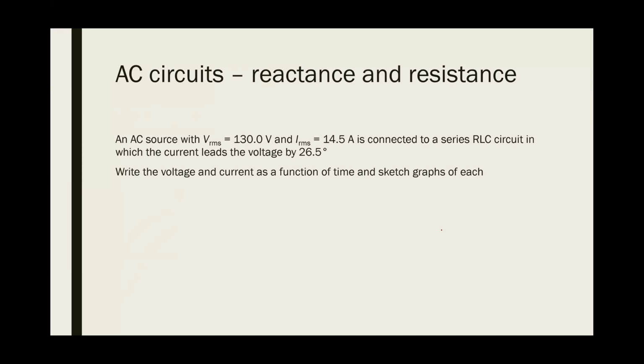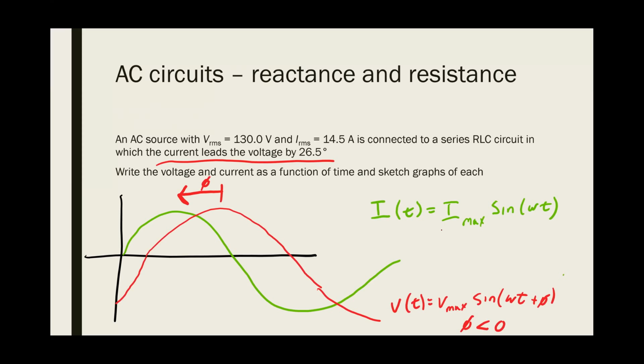So if I know the voltage and the current, and I know the power factor, then if I want to find the power, I just need to look at the RMS voltage, the RMS current, and this phase difference. When I say that the current is leading the voltage by a certain phase, 26.5 degrees, that would be the phase that I would add to the voltage.